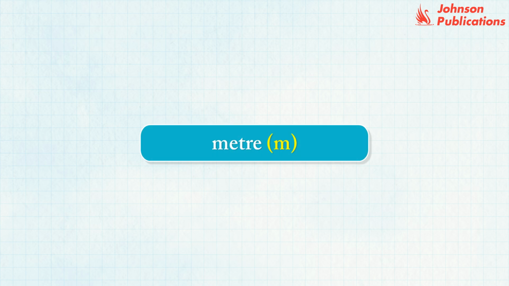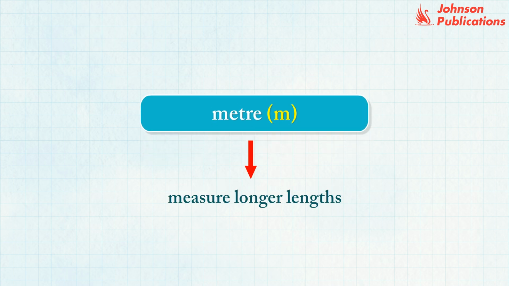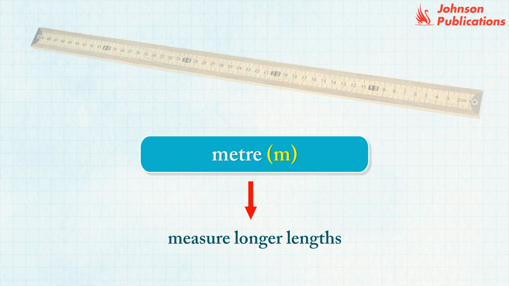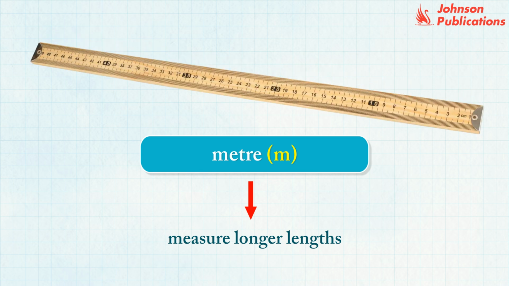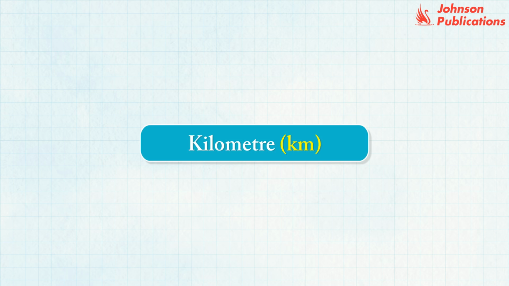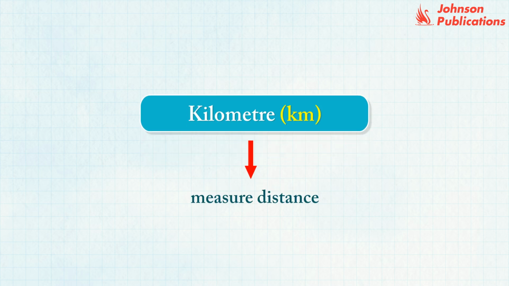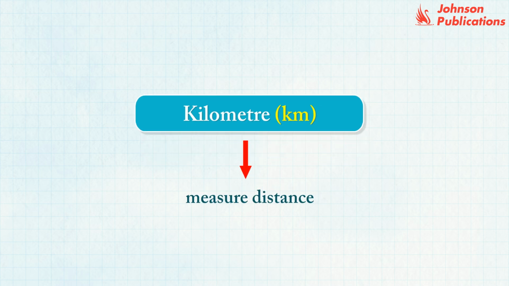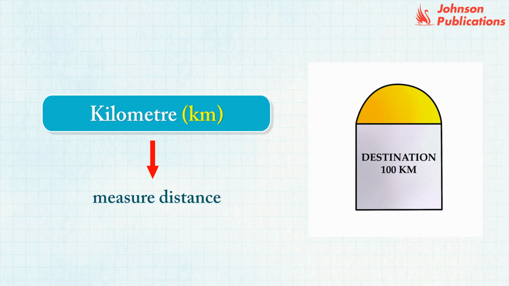The unit called meter is used to measure longer lengths. We measure longer lengths using a meter scale. The short form of meter is this. 1 meter is equal to 100 centimeter. The unit kilometer is used to measure longer distances. We measure the distance between Delhi to Mumbai in kilometer. The short form of kilometer is this.